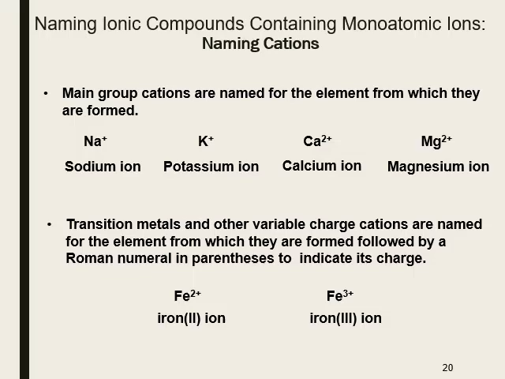If your cation or metal ion belongs to the main group or is a fixed charge metal ion, then the name is simply the same as the metal name followed by ion. So for example, Na+ is just sodium ion, K+ is potassium ion, and so on. If your metal ion belongs to a variable charge metal, then we use the Roman numeral in parentheses right after the name of that metal. So for example, Fe2+ is named iron(II) ion.